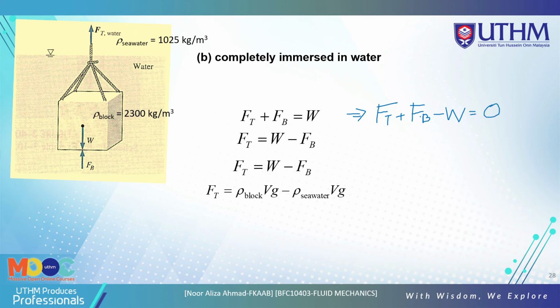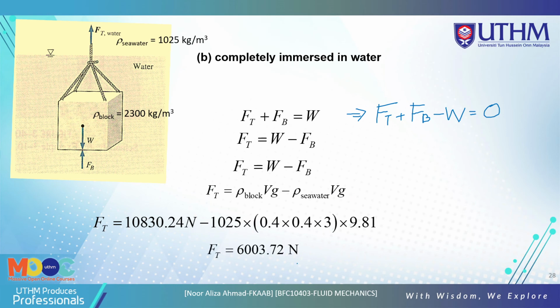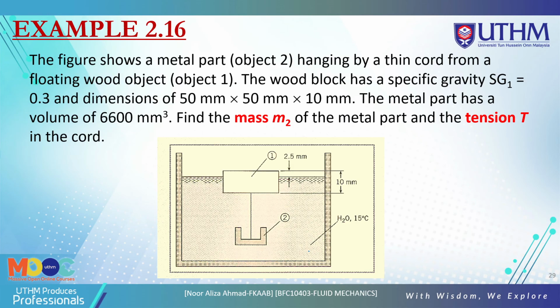So you can change to this one, or just put FT equal to W minus FB. Actually, this is to find FT. W is the density of the block times the volume V times g, minus the density of seawater times Vg. Just put the values here until you get FT is 6003.72 Newton. So this is for the block submerged in the water and the one in the air.